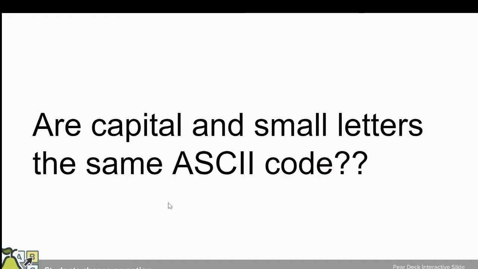Then there's another question: are capital and small letters the same in ASCII code? I told you this previously in the video, so hopefully you were paying attention.